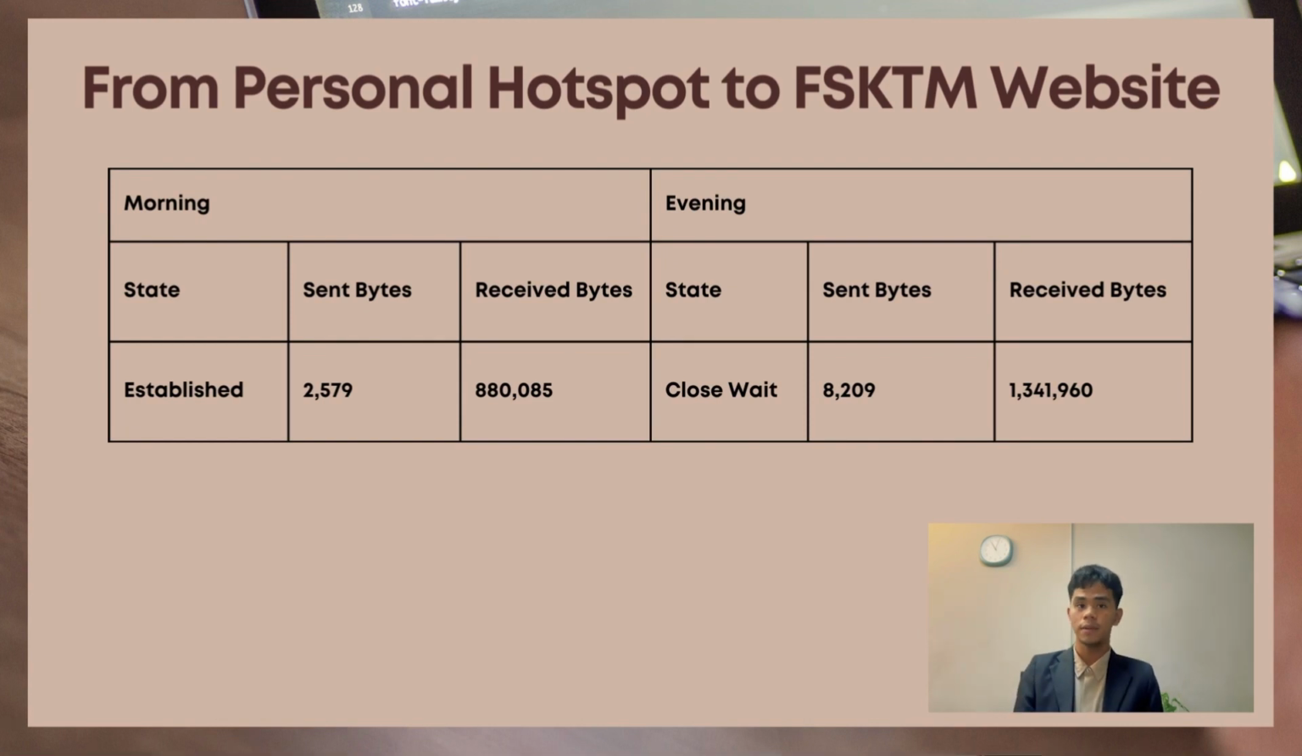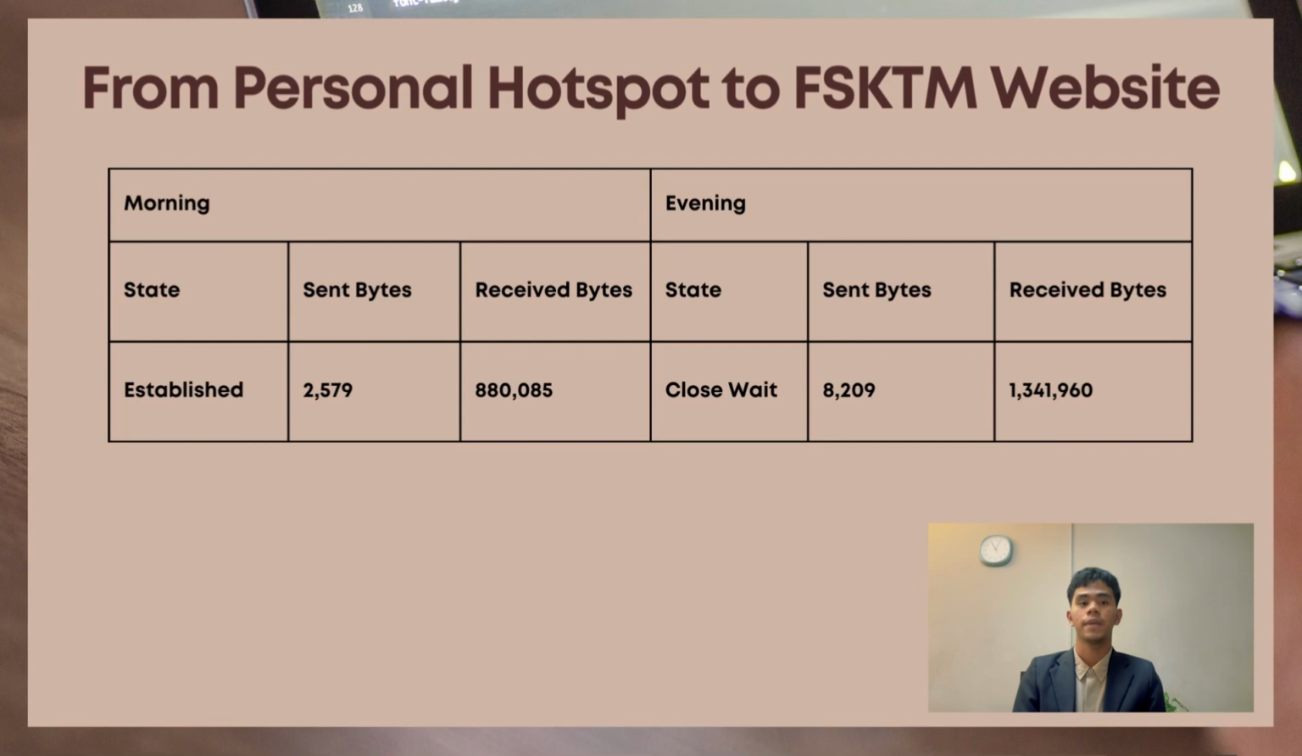The same reason can be applied, where the local machine sent a higher volume of data, with 8,209 bytes transmitted, and received 1,341,000 bytes of data from the server. So, the implication of this table is that the increase of data transfer and the larger volume of bytes received during the evening indicate higher network usage and potentially more intensive interactions with that website during that time.